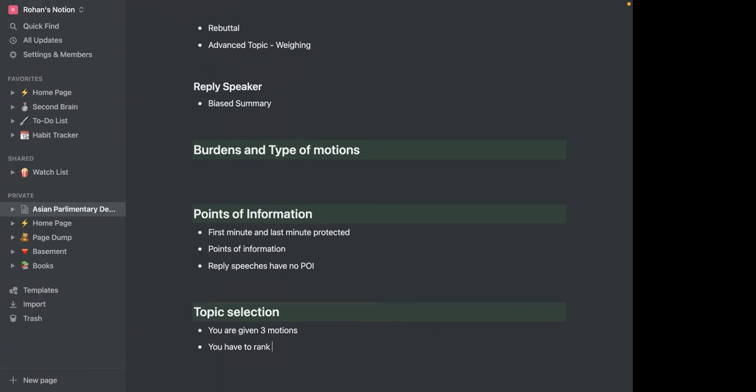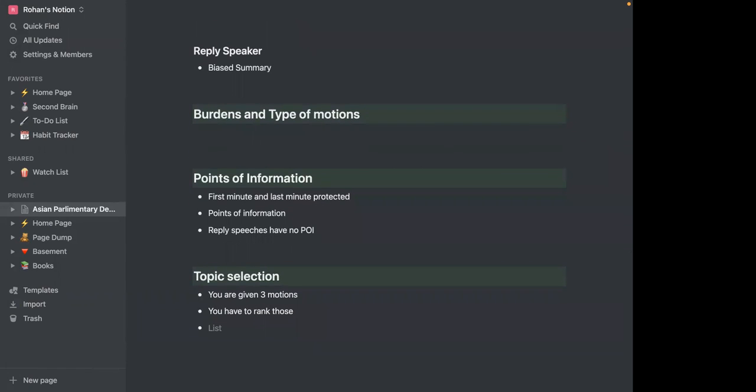Okay, so you have to say my first preference is motion number 1. My second preference is motion number 2, and my third preference is motion number 3. That's one particular order you can give. You can obviously choose whatever order you want. How is it then decided what motion you're actually going to debate?